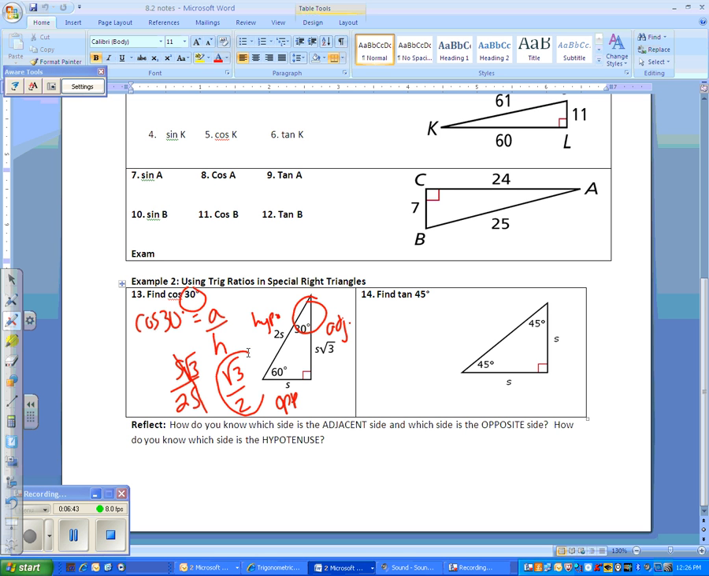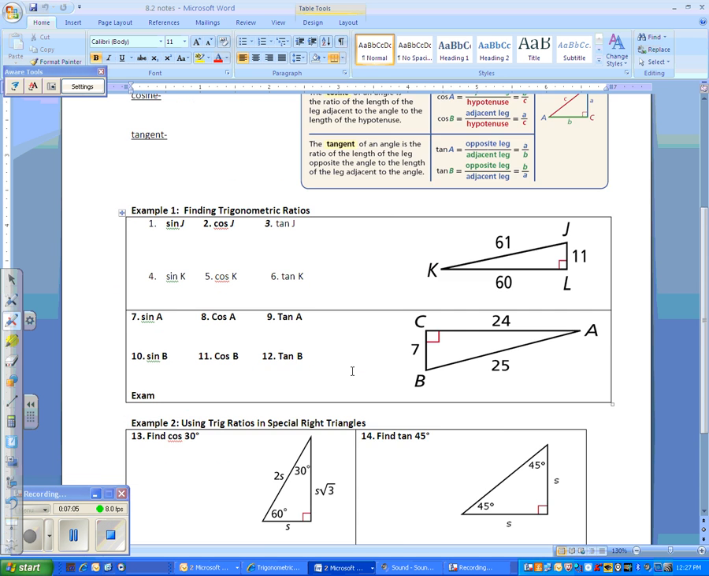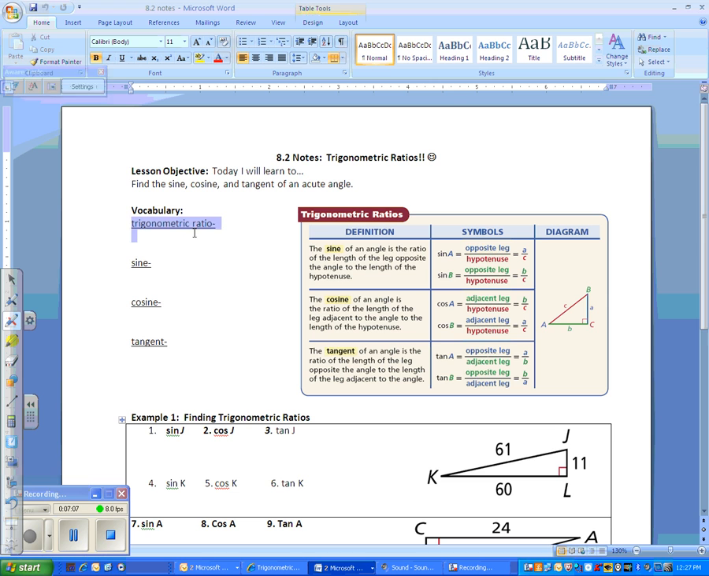The cool thing about this one is that in every single 30, 60, 90 triangle, cosine will always be radical 3 over 2. This will help you in pre-calc and calc. So try to do number 14, and then answer the reflection question, and I will check this tomorrow in class. Reflect and remind yourself what a trigonometric ratio is.